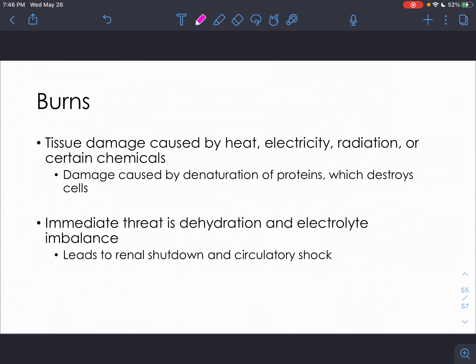Okay, and then the very last part of this section, talk about burns really quickly. So burns can be caused by a lot of different things. So heat is the main type of burn you think of, but also you can get electrical burns, radiation burns, or chemical burns. And all burns are doing is denaturing the proteins in your skin, which will end up destroying the cells. Okay. Immediate threat for burns is dehydration and electrolyte imbalance.